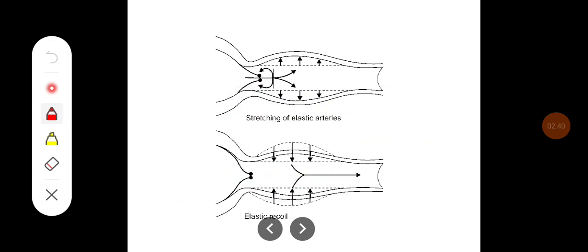So this is the mechanism by which the Windkessel effect acts. When blood flows into the artery, it creates pressure, and because of the elasticity, the arteries tend to distend, and when they recoil, they push the blood in a forward direction. This is called the Windkessel effect.